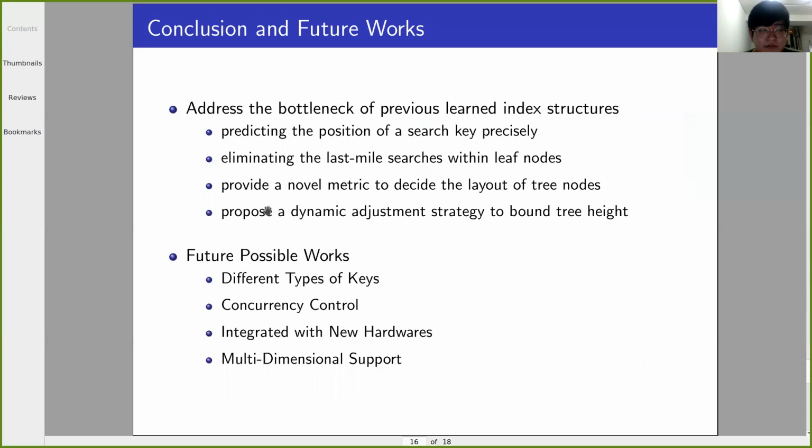In conclusion, we try to address the bottlenecks of previous learned index structures by forcing precise positions in the loop. Moreover, there are also possible future works, like how to make the index adapt to different types of keys, how to support concurrency control, and so on.